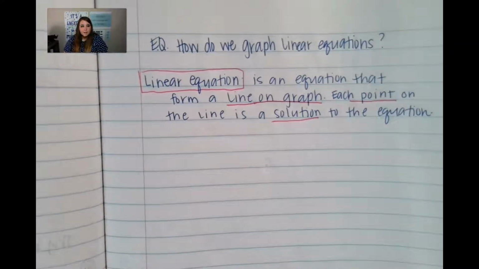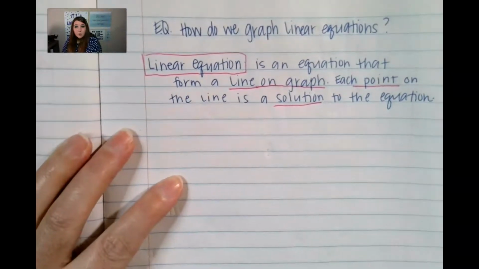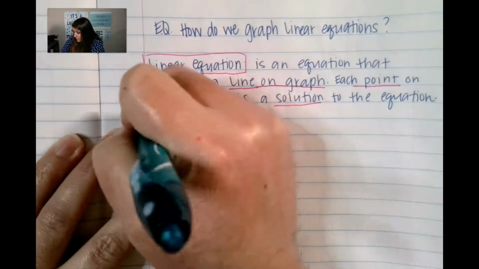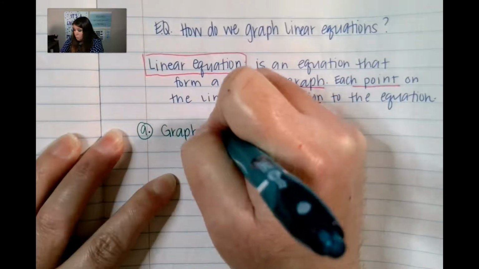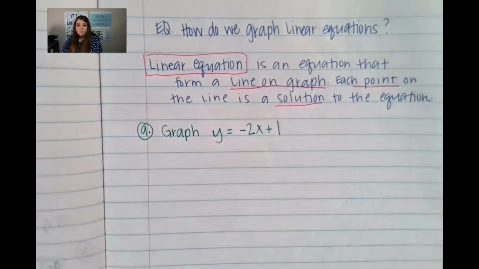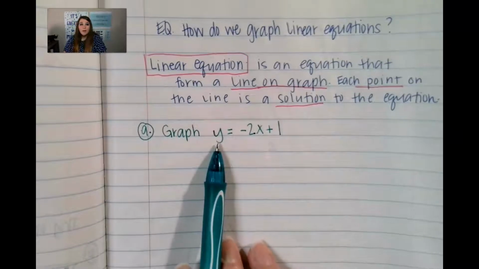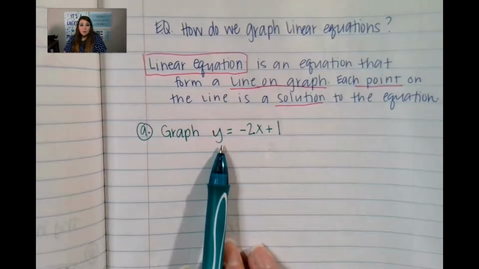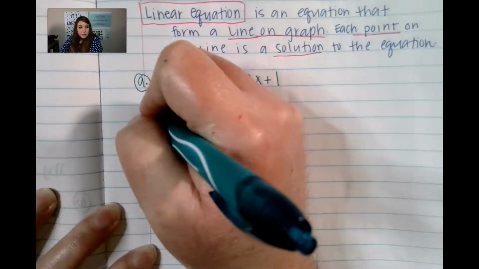All right, so what exactly does this mean, or what does this even look like? Well, let's talk about that part. So we have an example, and in your example it says to graph y equals negative 2x plus 1. It wants us to graph that. Well, in order to be able to graph this, we need to know what x is and what y is. So we're going to make a table of values, and your table will look like this.